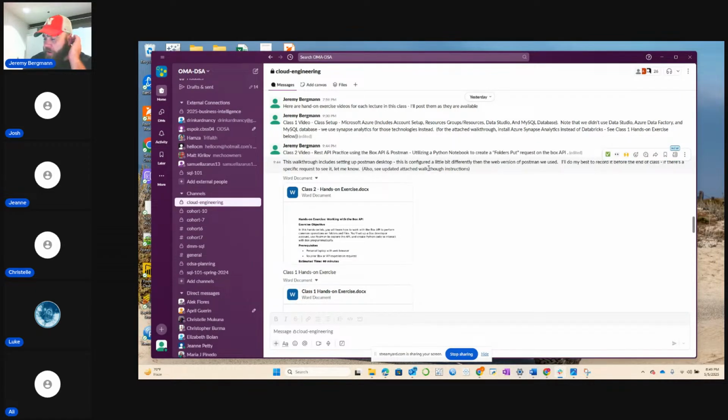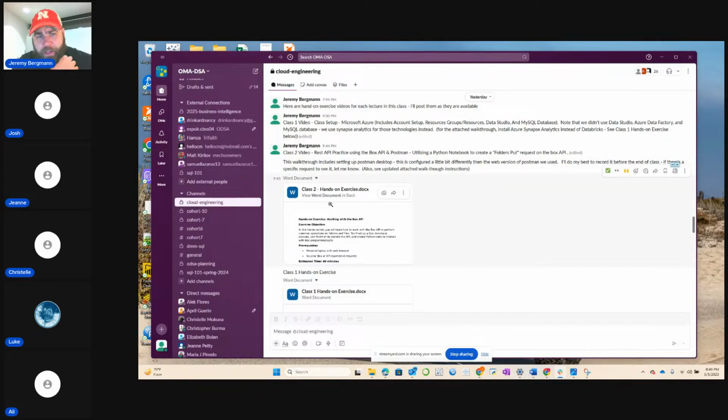It uses desktop Postman instead of web Postman, and it configures a little bit differently, the desktop version versus the web version. But if you download the desktop version and go through this walkthrough, you should be able to do it. And then if anybody wants me to record the web walkthrough, I can still do that.